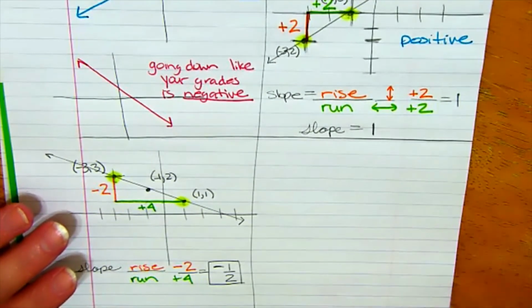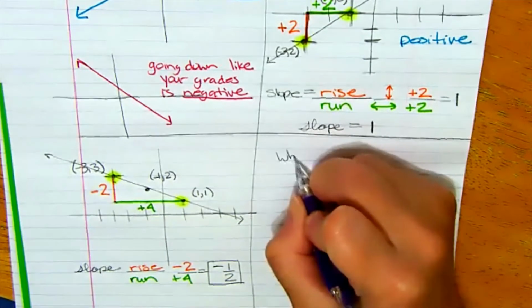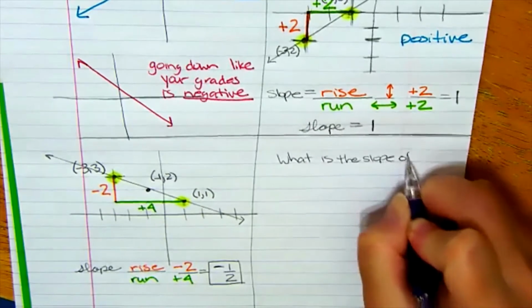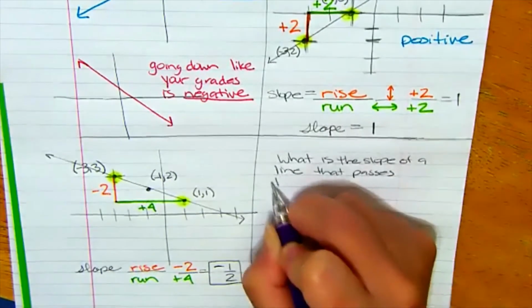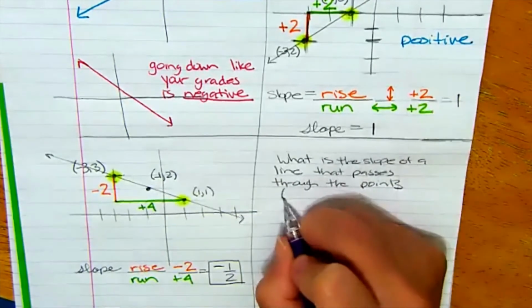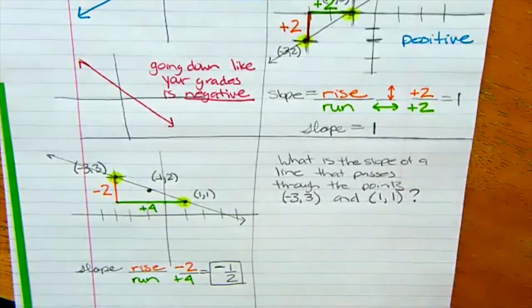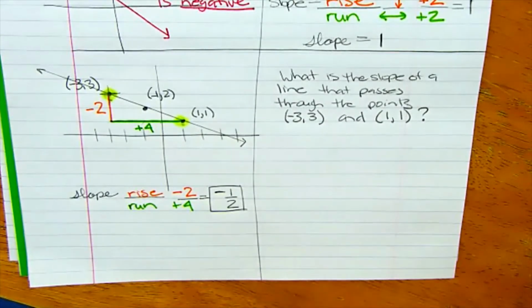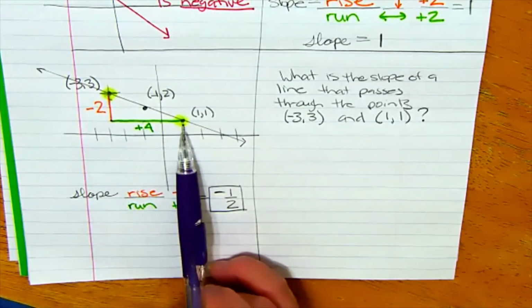Okay, but sometimes they ask us, what is the slope of a line that passes through the points -3, 3, and 1, 1? What is the slope of a line that passes through the points -3, 3, and 1, 1?